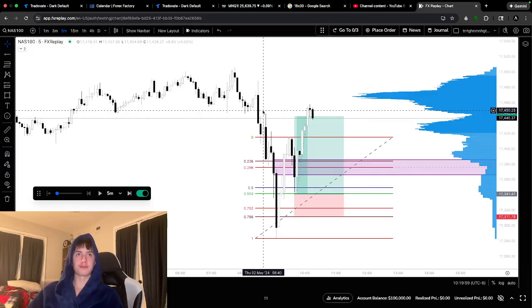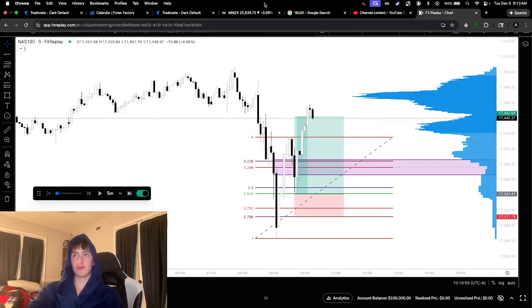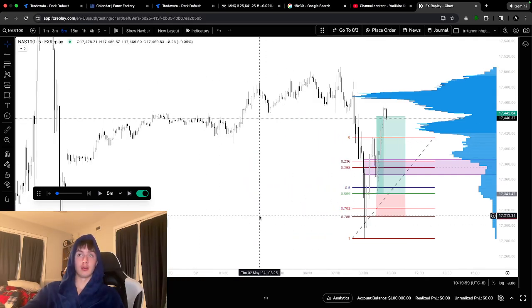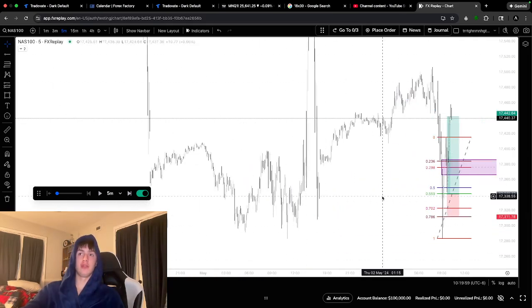The trade was actually correct. I just didn't have the correct entry because I didn't put the fib on the entire range of the move.